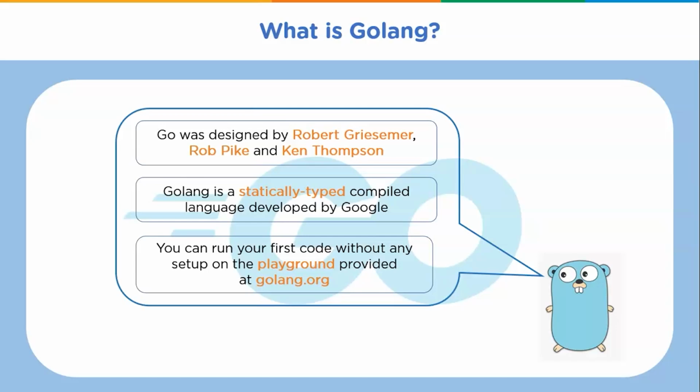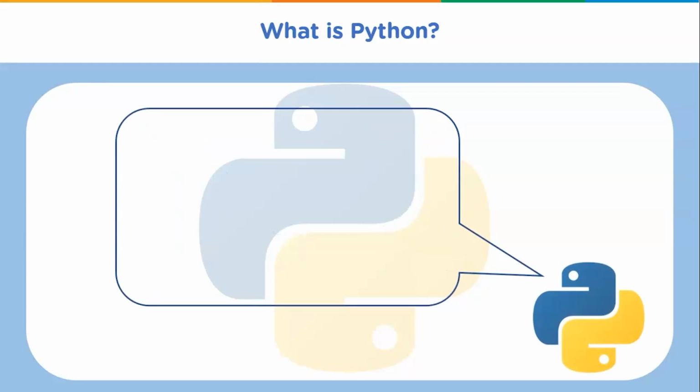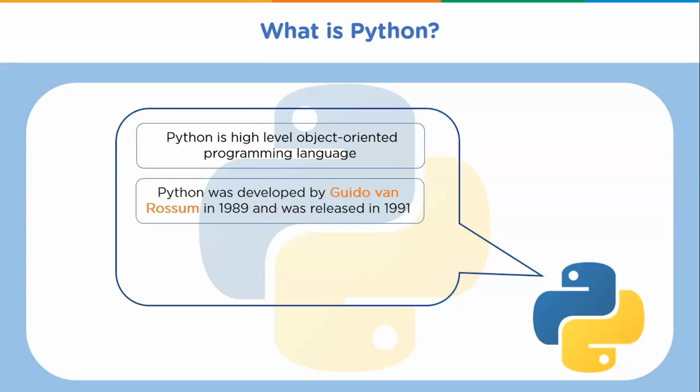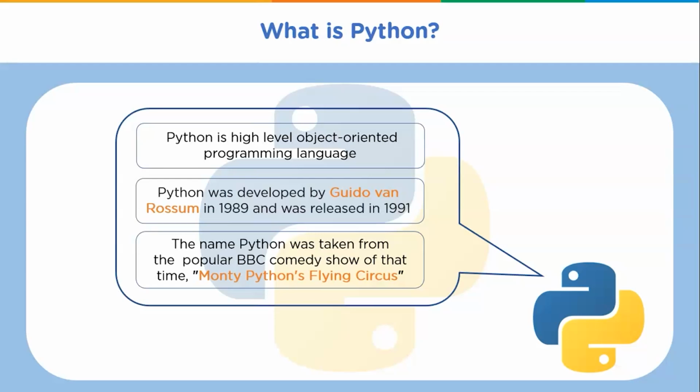Now, let's get an introduction about what is Python. Python is a popular, in-demand, general-purpose programming language with straightforward syntax. Python was developed by Guido van Rossum in 1989 and was released in 1991. Python's name was taken from the popular BBC comedy show Monty Python's Flying Circus.